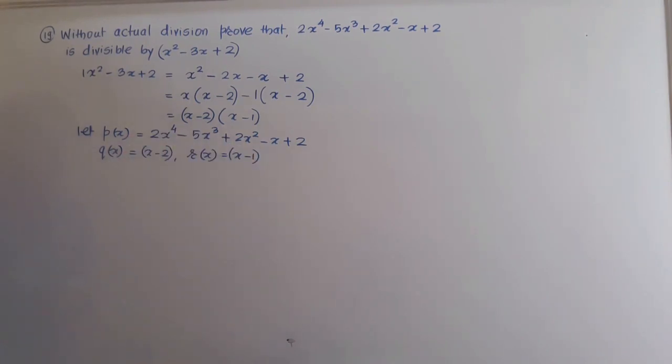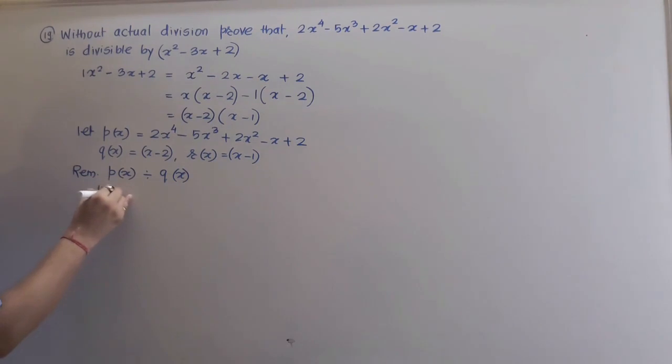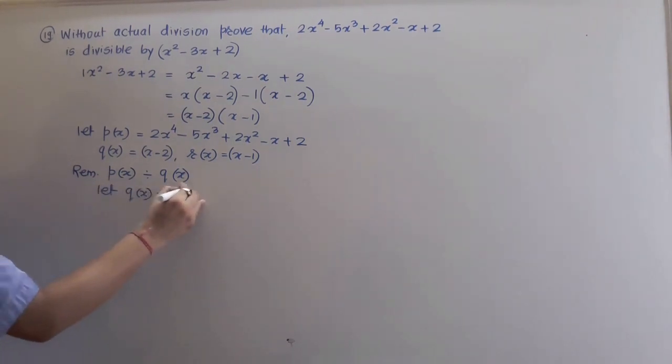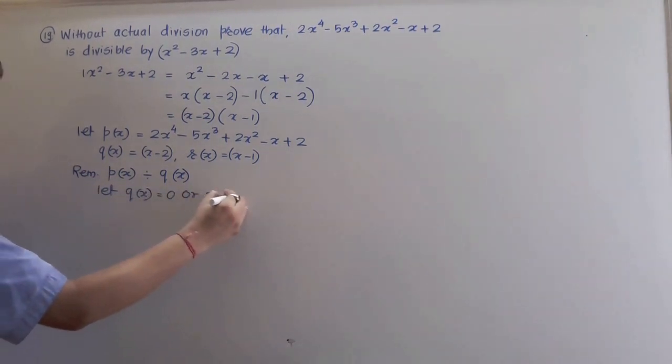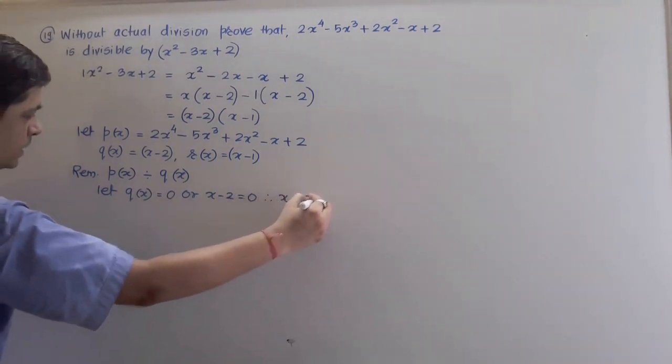Now see, I am finding the remainder when p of x is divided by q of x, and if this remainder comes equal to 0, I will say q of x, that is x minus 2, will be a factor. So I am finding the remainder when p of x is divided by q of x. I will suppose the divisor q of x equal to 0, or x minus 2 equal to 0, so the value of x will be 2.